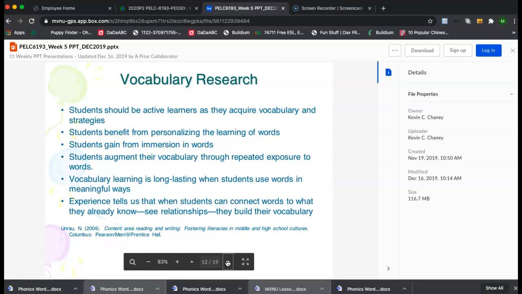Vocabulary research, as mentioned before, says that students should be active learners as they acquire vocabulary and strategies. They benefit from personalizing the learning of words. As before, they gain from the immersion in words. Repeated exposure is important. Vocabulary learning is long-lasting when students use words in meaningful ways. They need to connect words to what they already know so they can build on that vocabulary.